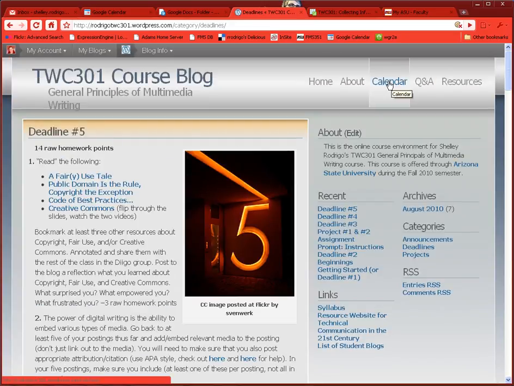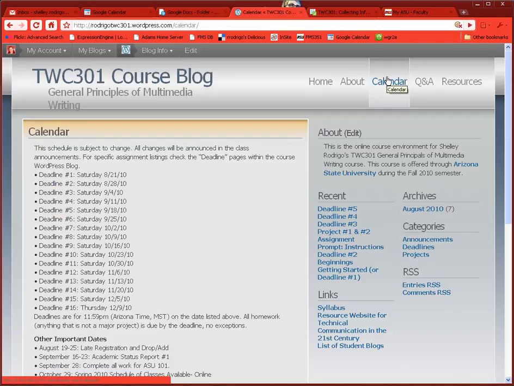If you come up here to the calendar, notice the dates are not on these. If you come up over here in the upper right hand corner to the page that says calendar, you actually get the deadline numbers matched up with dates. So the first deadline is today, Saturday, August 21st. The next deadline is next Saturday, August 28th.